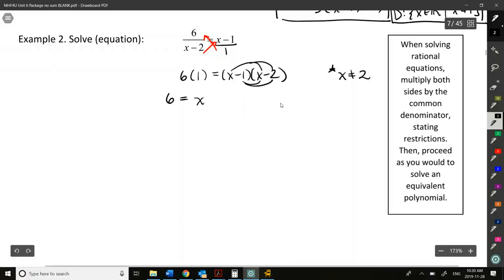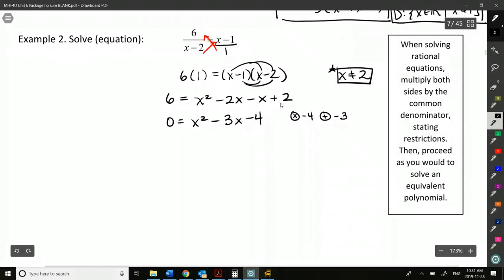So we're going to expand out here. I'll get x times x, negative 2 times x, negative 1 times x, and negative 1 times negative 2. I'm going to bring the 6 over, and we will get x squared minus 3x minus 4 equals 0. We're looking for two things that multiply to negative 4 and add to negative 3. If we can't find something, we'll use the quadratic formula. Jonathan? Negative 4 and 1. Oh, okay. So negative 4 and positive 1 should work for us.